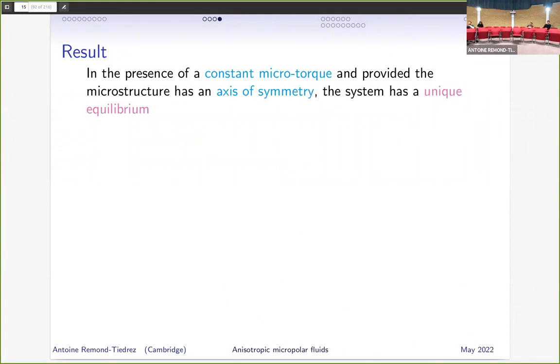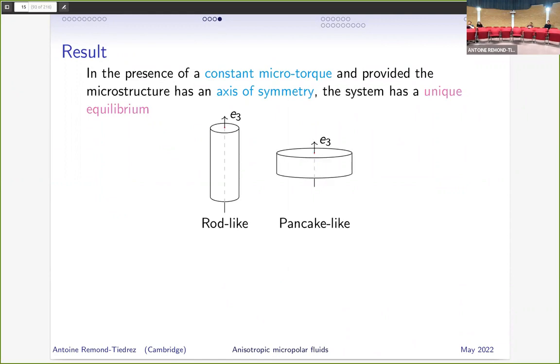And so then what is it that we can prove? In the context of constant microtorque, where the microstructure has an axis of symmetry, there's a unique equilibrium where the microstructure everywhere will just align with the external microtorque. So if I choose the microtorque to be in the vertical direction, the particles everywhere in the fluid will just align with that. They will align with each other, and they're all spinning in the same direction at the same rate.